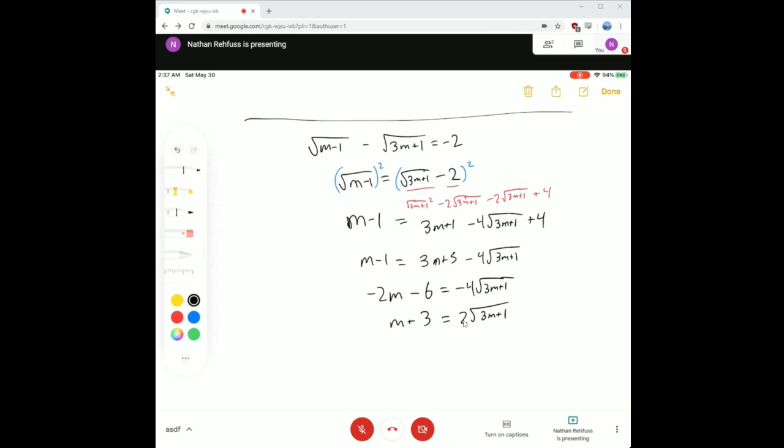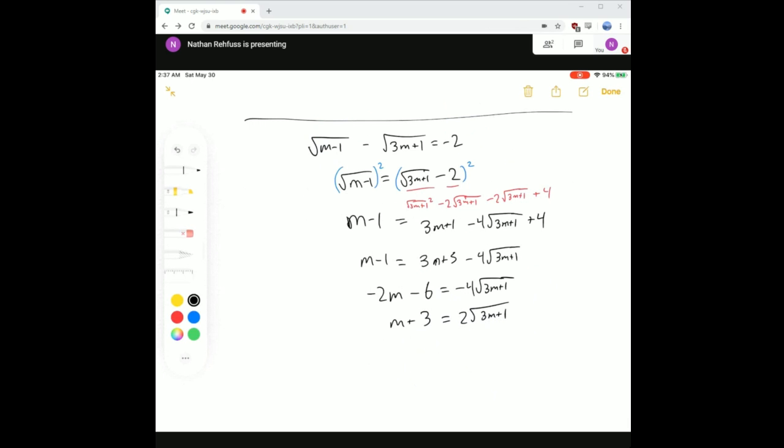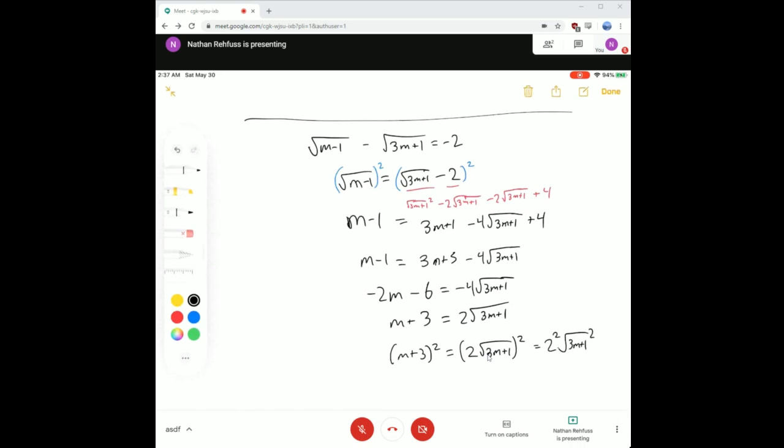I could divide by 2, but actually having a coefficient is lonely enough that I'm going to be able to destroy this radical. As long as it's the only term on its side, it doesn't matter that it has this 2 next to it. Look, when I square both sides, I get m plus 3 squared equals 2 root 3m plus 1 squared. But that's really just the same as 2 squared and root 3m plus 1 squared. So having it with a coefficient is enough. I don't have to divide by the 2 if I don't want to, because this square is going to get rid of this radical anyway.